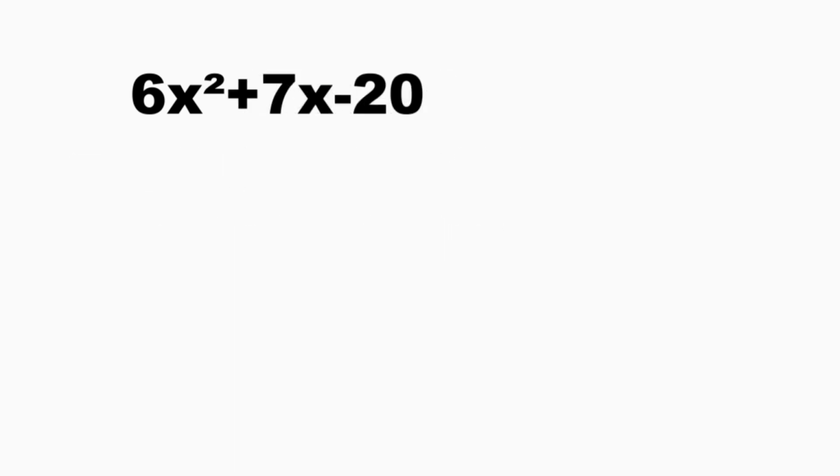In this case we have a positive 7 in the middle term, and we multiply again. We have a positive here and a minus here, and we still multiply a and c. So we have 6 times 20, which is 120, but we have a positive here and a negative here.